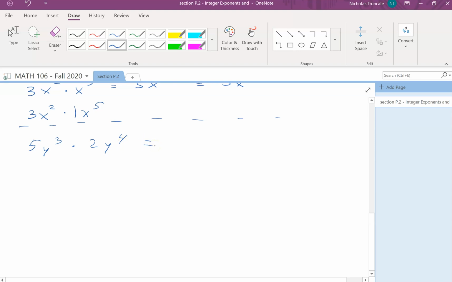So in this case, there are 2 coefficients. You just multiply them together. So 5 times 2, you'll get 10. And then the y bases are the same, and then I'm just adding 3 and 4, and I get 7. So these will become second nature, and you're probably already used to these anyway. All right?